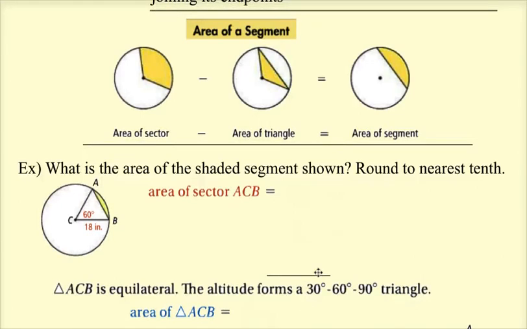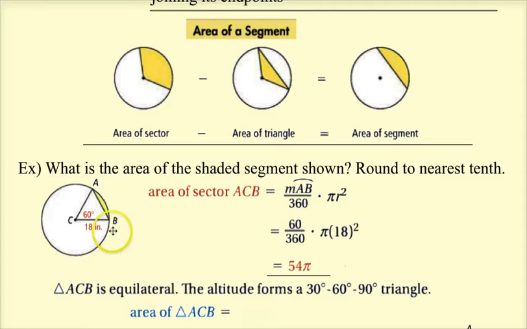I want to find the area of the shaded segment shown, and I want to round it to the nearest tenth. So remember, first I actually have to find the area of the whole sector. So the sector is the measure of arc AB over 360 times pi r squared. Now remember, this is a central angle, so if this angle is 60 degrees, then arc AB is also 60 degrees. So 60 over 360 times pi, and the radius is 18 squared. I'm finding the area of the whole sector right now, and that gives me 54 pi.